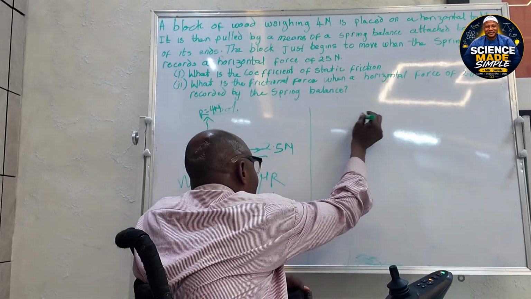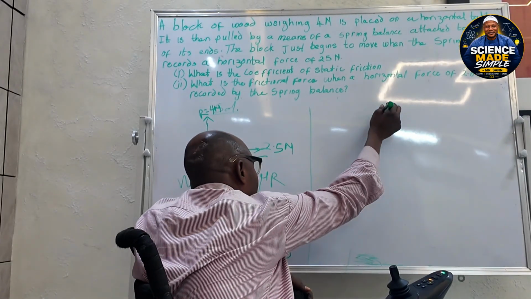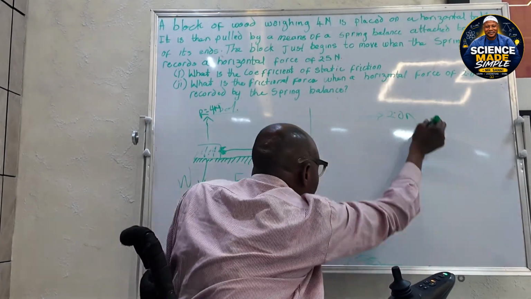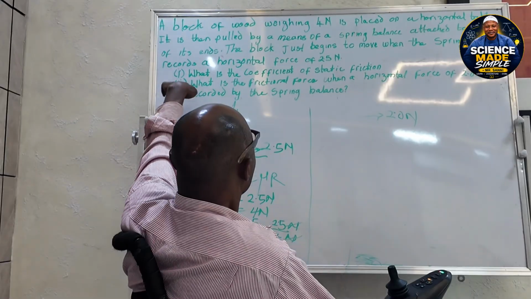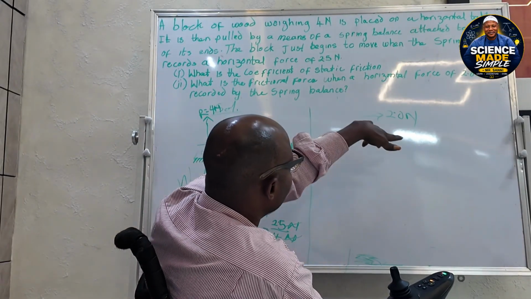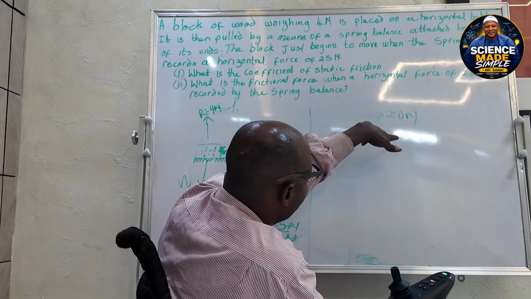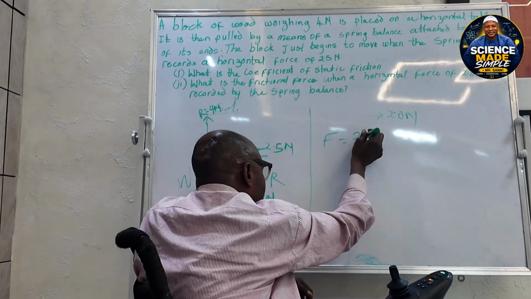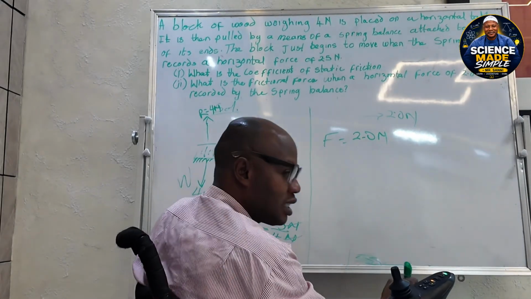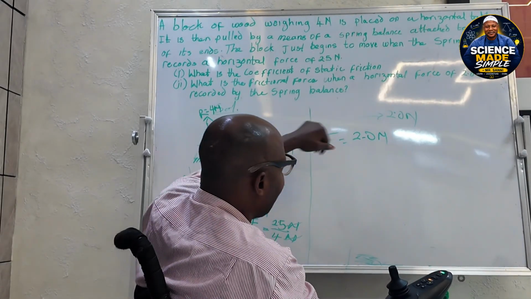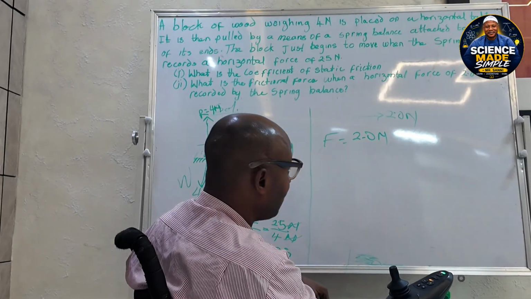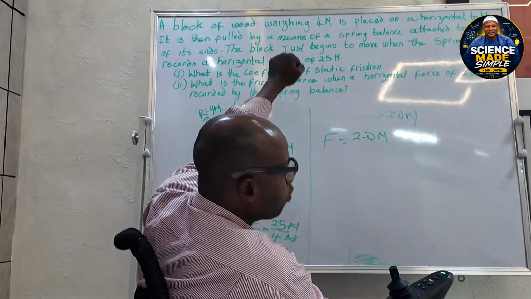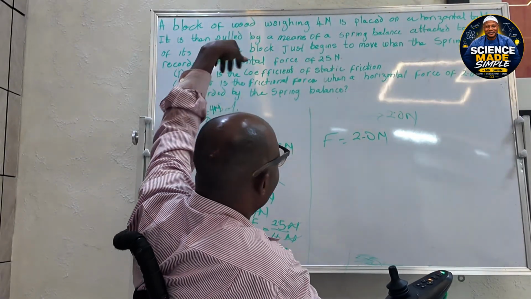So since the applied force is 2.0 Newton, what is the frictional force when the horizontal force is 2.0 Newton? The frictional force will also be 2.0 Newton. That is the frictional force between the body and the surface. But there cannot be any movement because 2.0 Newton is less than the 2.5 Newton that is required by the body to move.